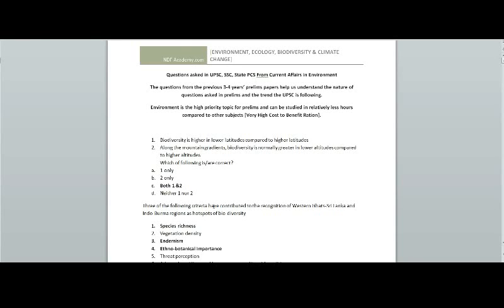What are micro consumers? The micro consumers are saprotrophs or decomposers or osmotrophs. They are the bacteria and fungi which obtain energy and nutrients by decomposing dead organisms.